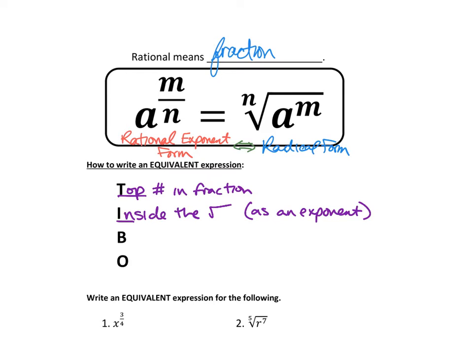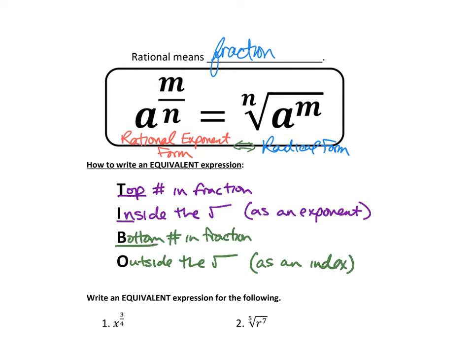What do you guys think the BO stands for? The bottom goes out. The bottom number in the fraction goes outside the radical. This is called an index. You don't have to know that word, but I'm giving you extra information. So the bottom number goes outside, and it's little. It's like chilling on the edge of that radical.